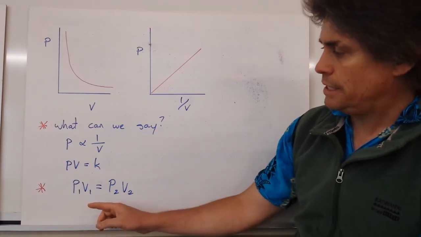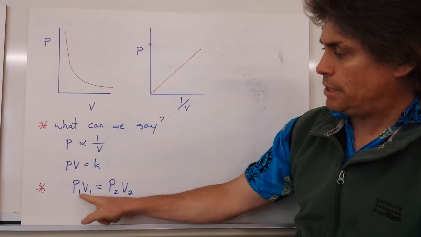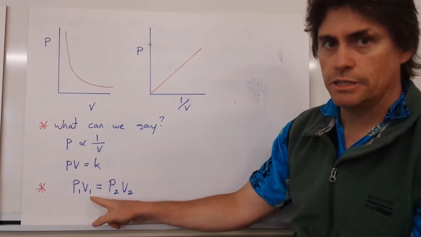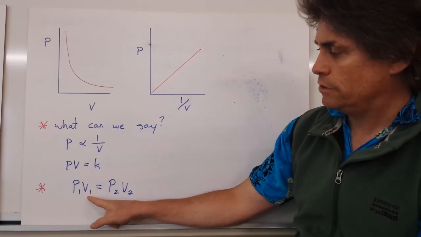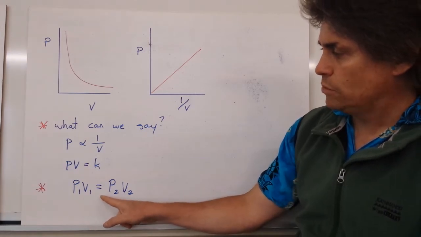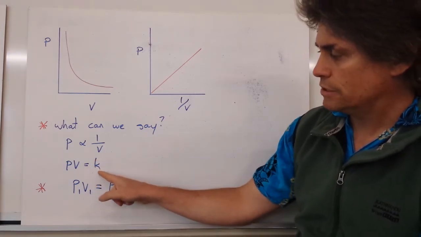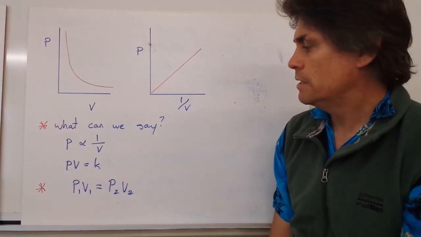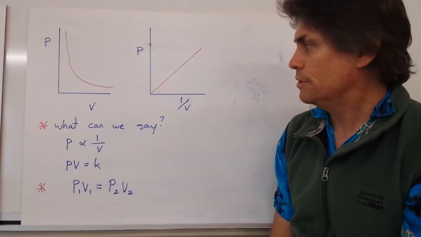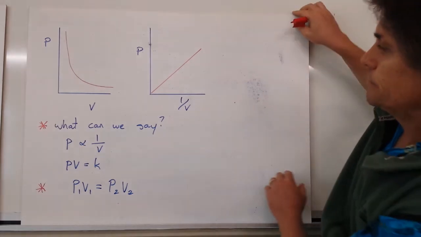We commonly see Boyle's law in the form of P1V1, so our initial set of conditions, where we've got the first pressure times the first volume, will always be equal to the second pressure times the second volume, because it's equal to this constant. So how can we apply this to calculations?